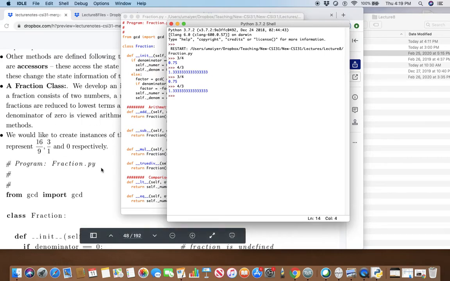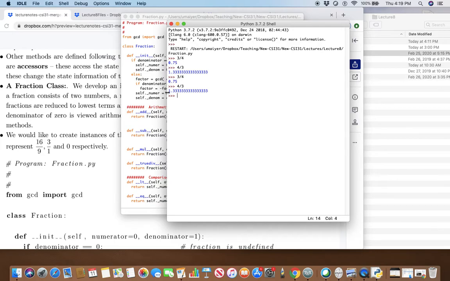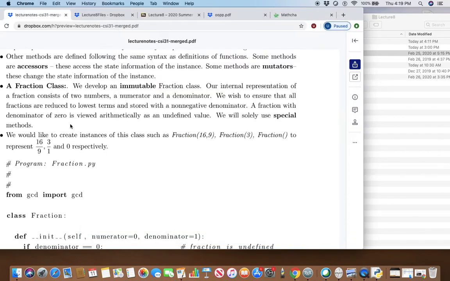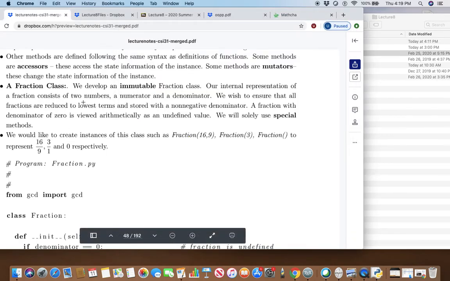What if I want a class where 4/3 is remembered as 4/3? It is not converted to a decimal. Likewise, 3/4 is remembered as 3/4, not converted to a float. That's what we would like to develop. So, a fraction consists of two numbers, a numerator and a denominator. Now, understand this carefully. We wish to ensure that all fractions are reduced to lowest terms and stored with a non-negative denominator. What does that mean?